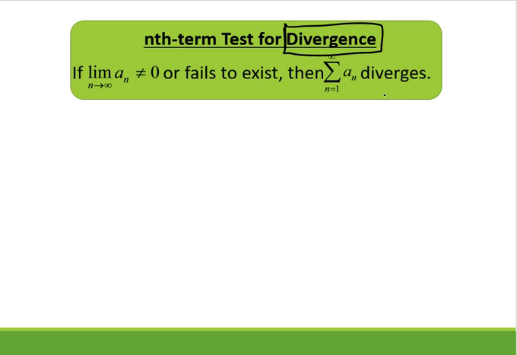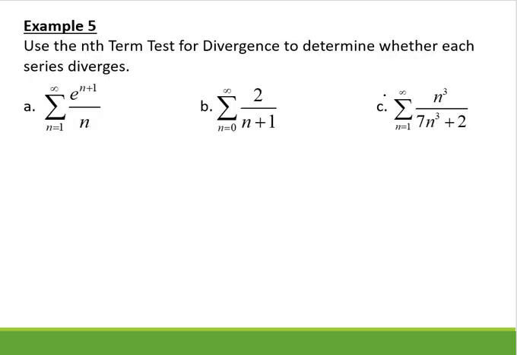So this example here: use the nth term test for divergence to determine whether each diverges. So I find the limit as n goes to infinity of our function. I look at this and I notice that the top is going to get bigger than the bottom. So this is going to go to infinity or does not exist. So therefore this series diverges. I won't be able to find a sum.